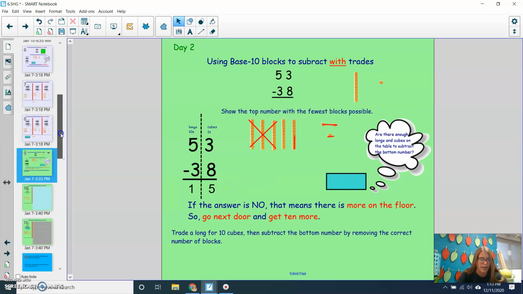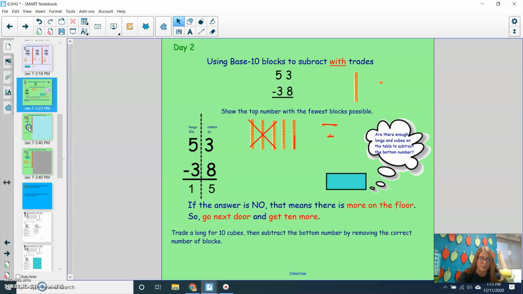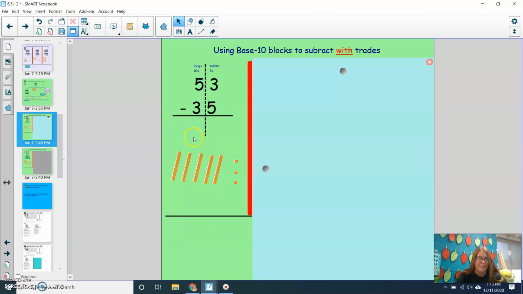Let's practice a few problems like that. So I have 53 minus 35. You can notice that I put out 5 longs and 3 cubes. Could you try solving that on your board and press play to check?